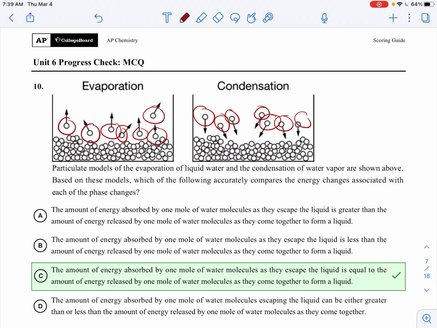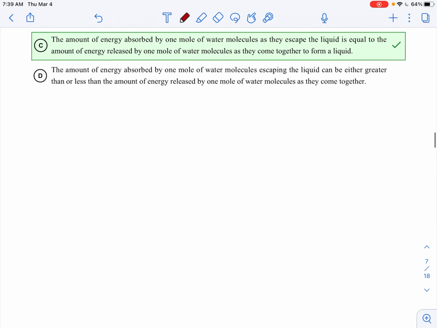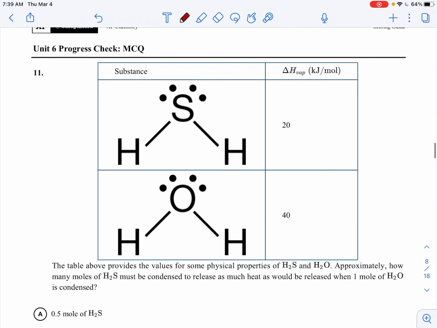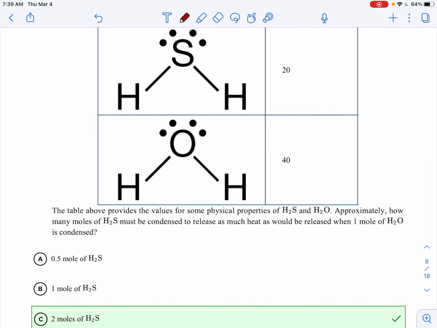It says the amount of energy absorbed by 1 mole of water molecules as they escape the liquid is equal to the amount of energy released by 1 mole of water molecules as they come together to form a liquid. Okay. Now, my next one, number 11. It says the table above provides the values for some physical properties of sulfuric acid and water. Approximately how many moles of sulfuric acid must be condensed to release as much heat as would be released when 1 mole of water is condensed?